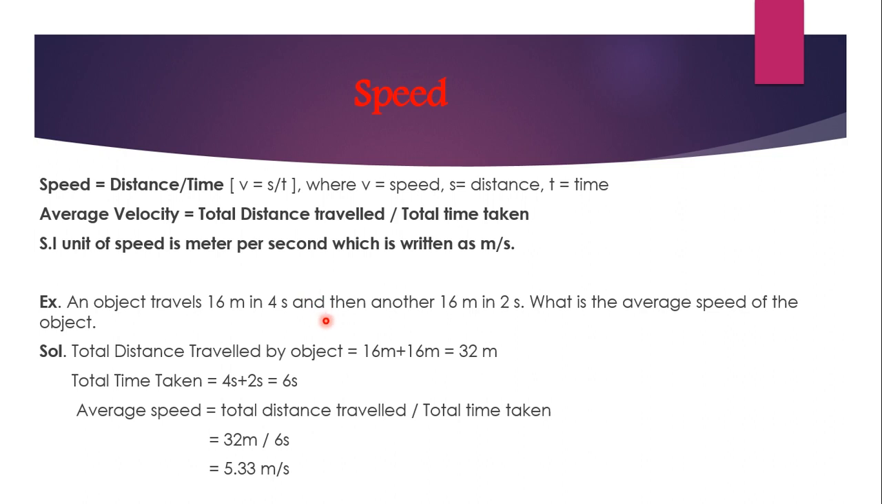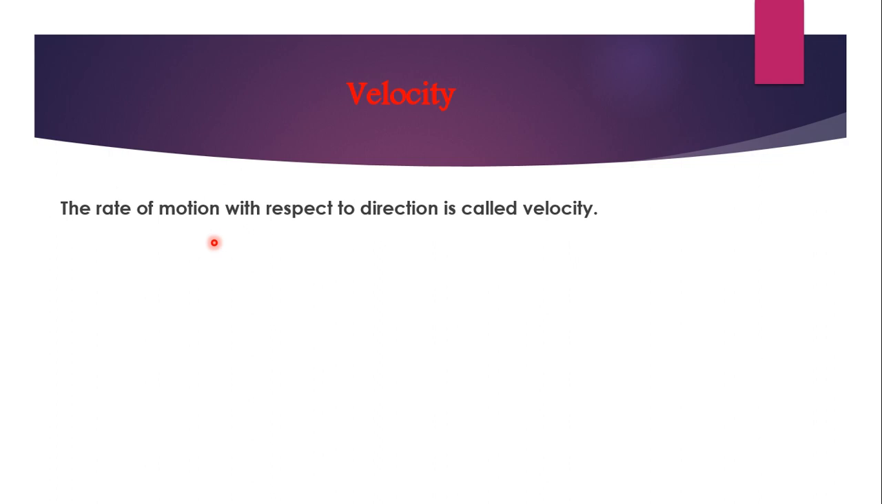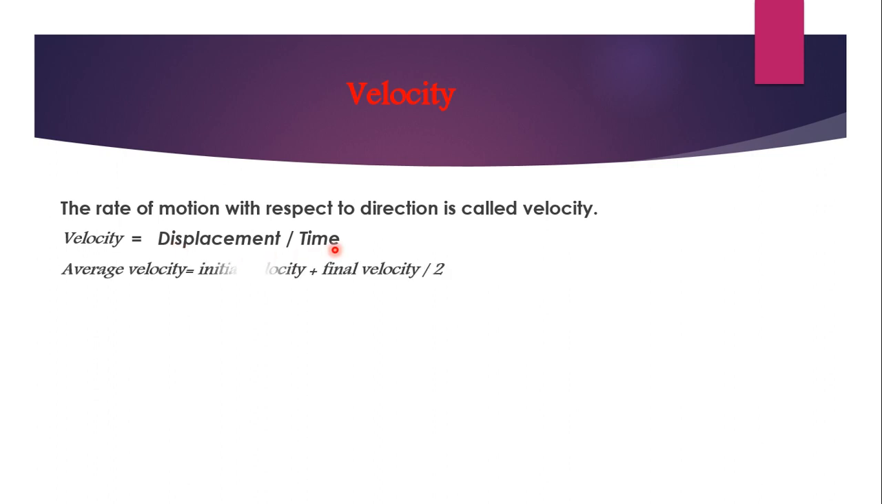Alright, now let's discuss velocity. What is velocity? The rate of motion with respect to direction is called velocity. We have already defined velocity in a previous slide: velocity is displacement per unit time. That is why we say the rate of motion with respect to direction is called velocity. Mathematically, velocity is equal to displacement divided by time.